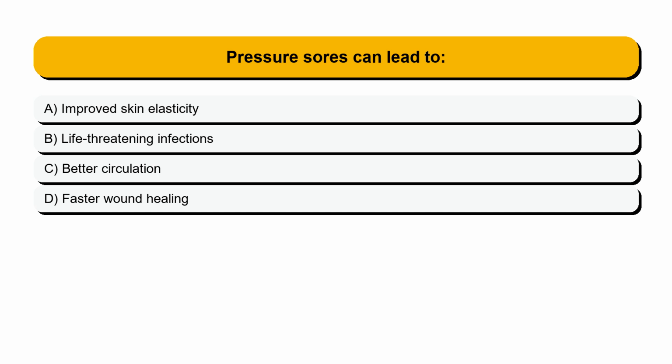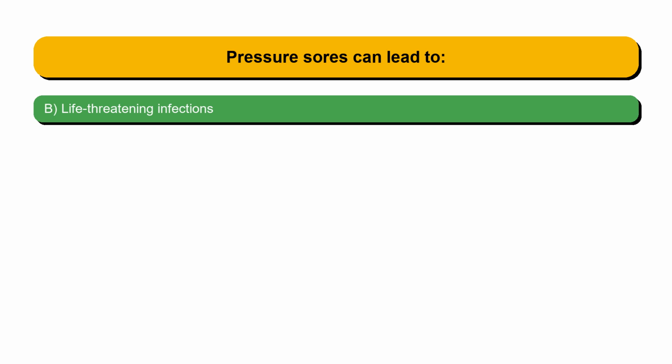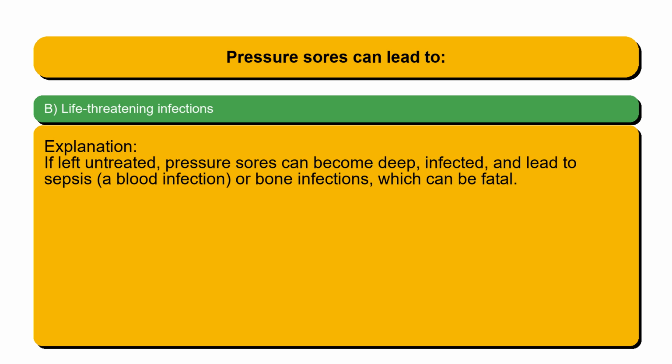Improved skin elasticity. Option B. Life-threatening infections. Option C. Better circulation. Option D. Faster wound healing. The correct answer is Option B. Life-threatening infections. If left untreated, pressure sores can become deep, infected, and lead to sepsis, a blood infection, or bone infections, which can be fatal.